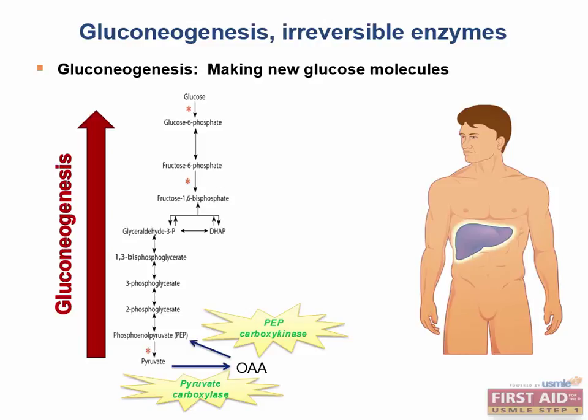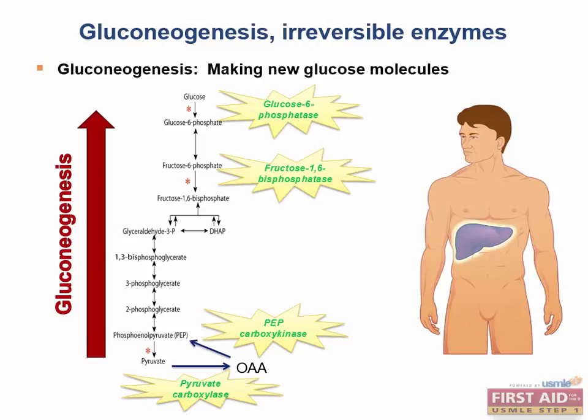Next, phosphoenol pyruvate carboxykinase, or PEP carboxykinase, converts oxaloacetate to phosphoenol pyruvate, or PEP, in the cytosol. This uses GTP as a source of the phosphate. Fructose 1,6-bisphosphatase is the third irreversible enzyme, which converts fructose 1,6-bisphosphate to fructose 6-phosphate. And finally, glucose 6-phosphatase removes the phosphate from glucose 6-phosphate to form glucose, which is then free to be released into the bloodstream and used by the body.